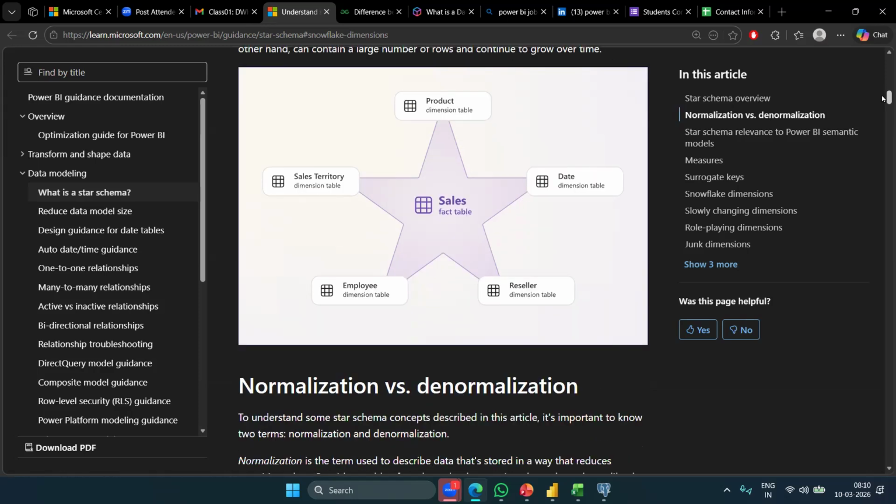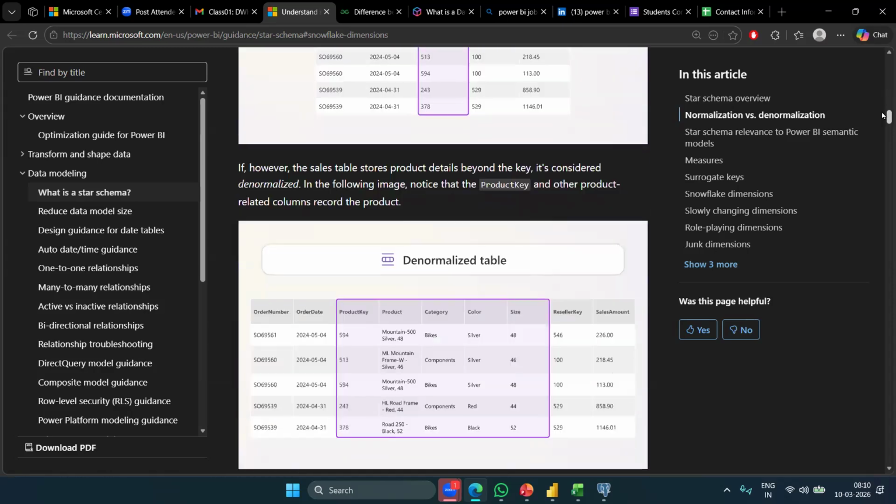are the building blocks. Okay, so if a fact table is connected with dimension tables at one level, then it is called a star schema. Similarly, we have another schema called the snowflake schema.